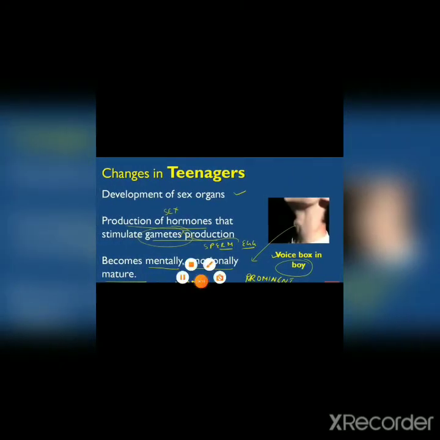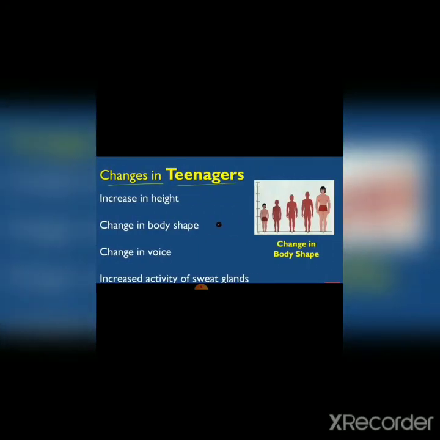Changes in teenagers. Now which type of changes are seen in the teenagers? First of all, we will talk about development of sex organs. Fine. So here we have already discussed the changes which are seen: first height, then shape, then voice, and after that we talked about sweat glands.